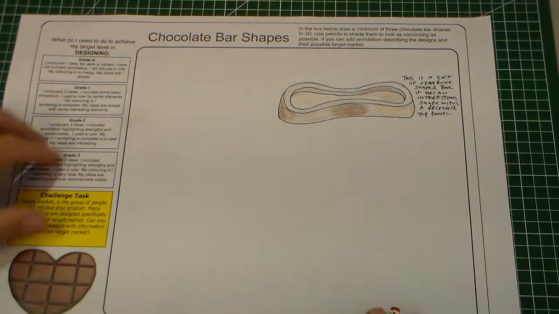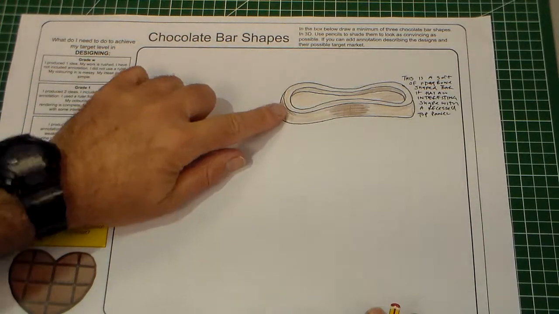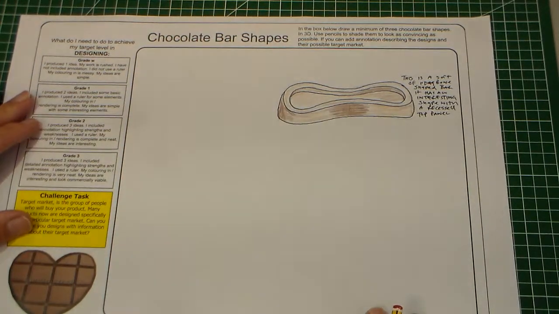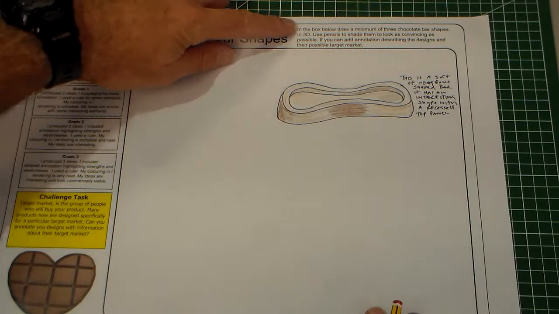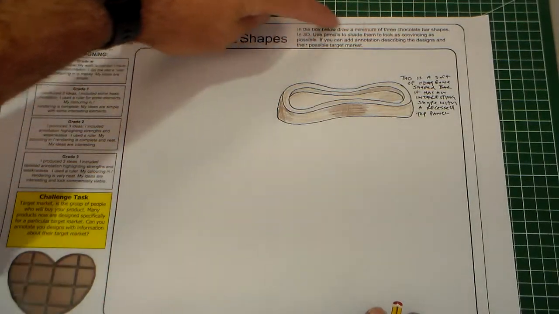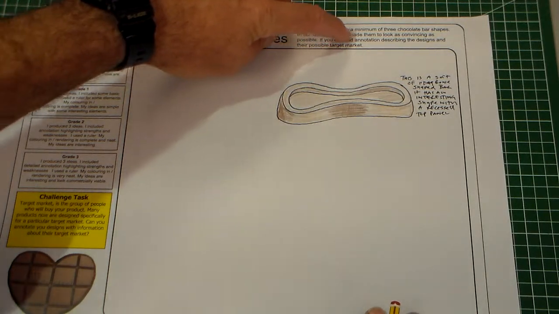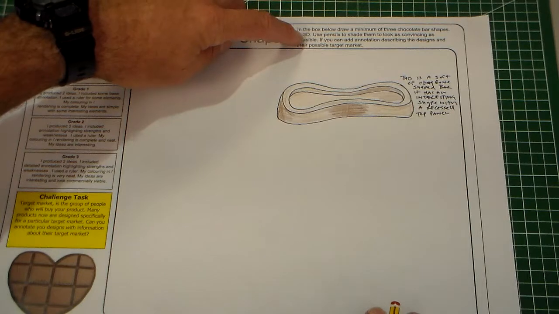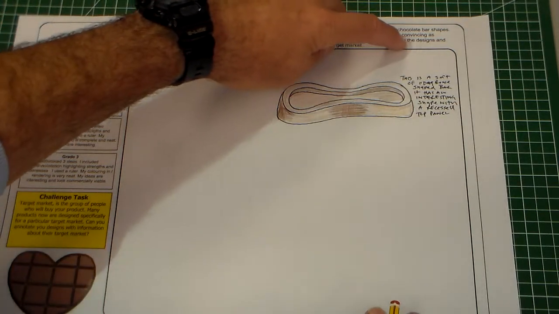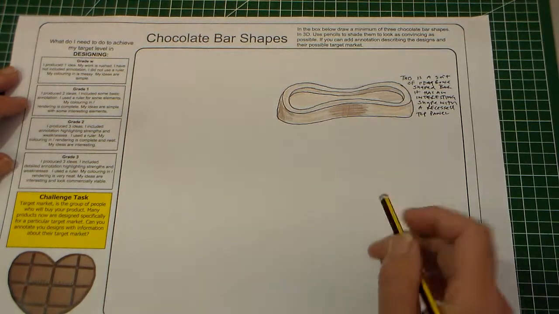Today we're looking at this sheet. This is called Chocolate Bar Shapes, and it's about designing possible shapes for your chocolate bar. It says here, in the box below, draw a minimum of 3 chocolate bar shapes in 3D. Use pencils to shade them to look as convincing as possible. You can add annotation describing the designs and the possible target market.